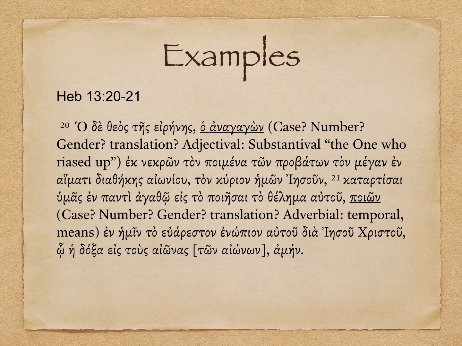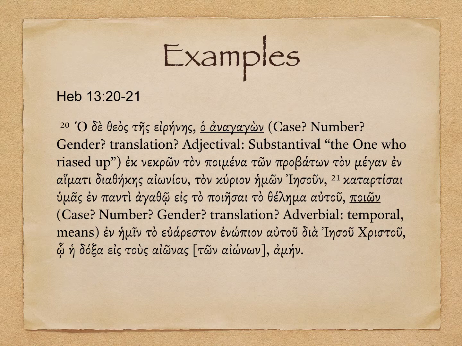We have noted in some instances how these participles can be identified immediately by their tense formatives. And here in Hebrews 13:20, we have the aorist tense, ho anagagon, of this participle from ago. Ho de theos tes eirenes, ho anagagon ek nekron ton poimena ton probaton ton megan, en haimati diathekes aioniou, ton kyrion hemon Iesoun, katartisai humas en panti agatho, eis to poiesai to thelema autou, poion en hemin to euareston enopion autou, dia Iesou Christou, hoi he doxa eis tous aionas, amen.